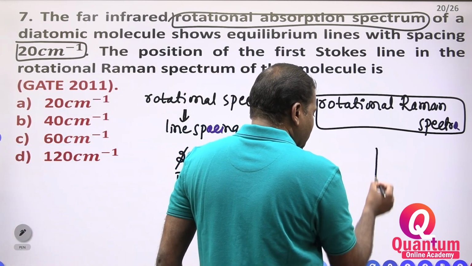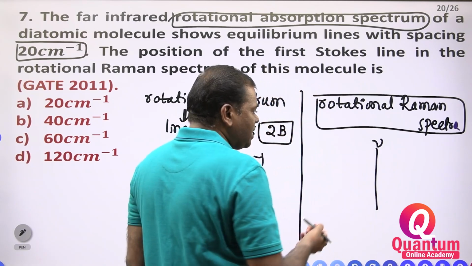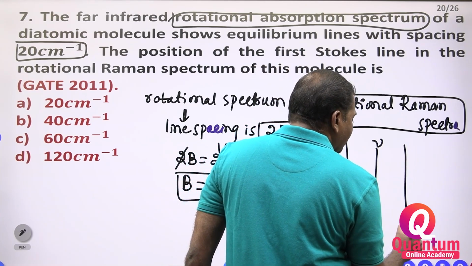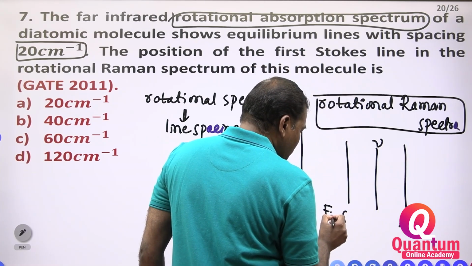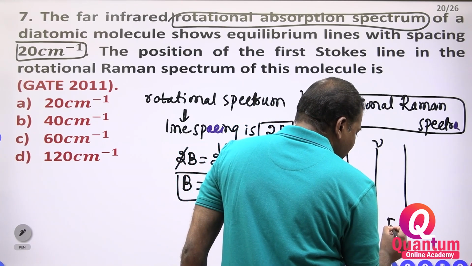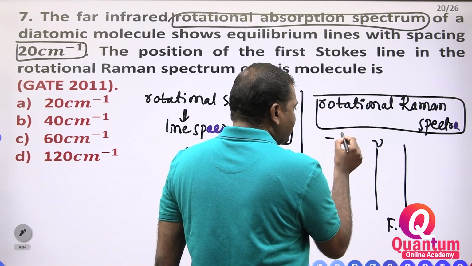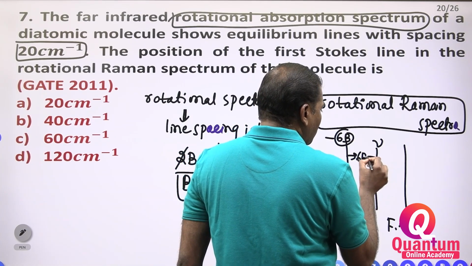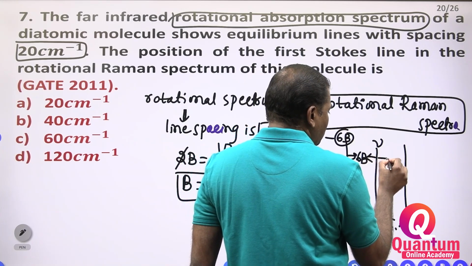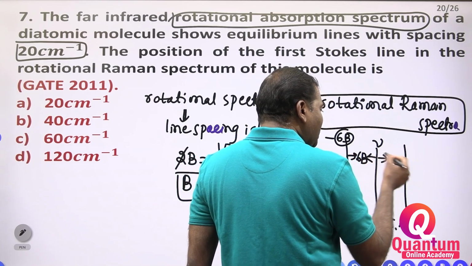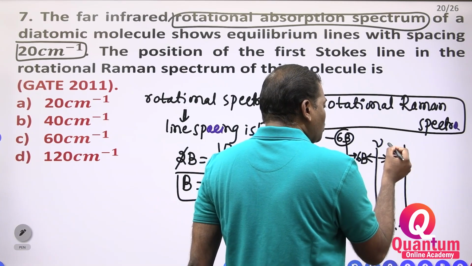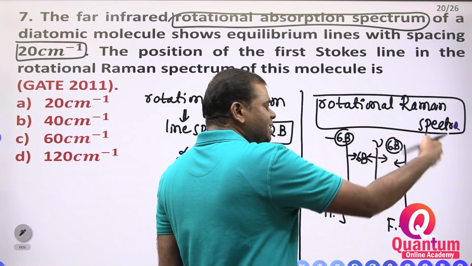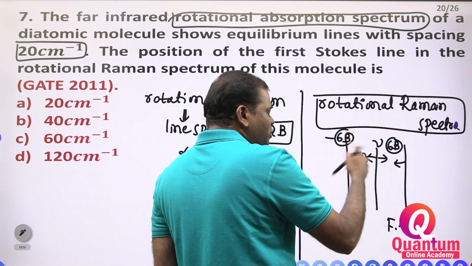First, this is the Rayleigh frequency line. Here you have to take the Stokes lines, and here the anti-Stokes lines. First Stokes line, first anti-Stokes line. How much distance is there from the Rayleigh line to the first Stokes line? 6B distance is there. Similarly, from the Rayleigh line to the first anti-Stokes line, it is 6B. Later it is 4B, but now you have to see 6B.